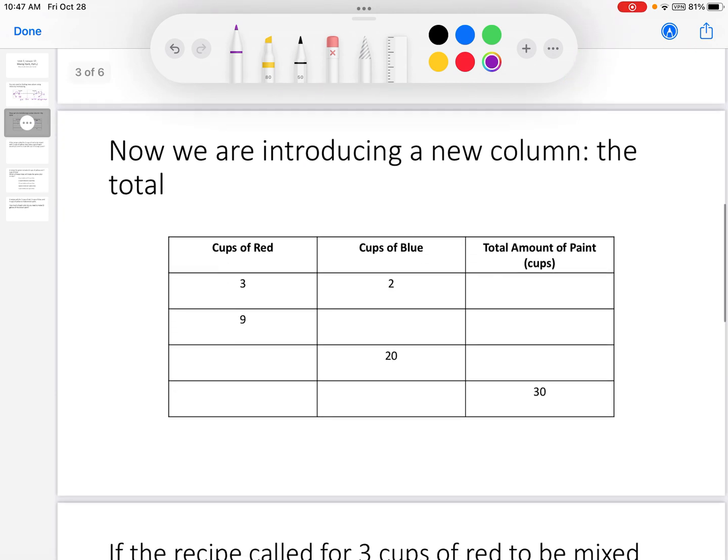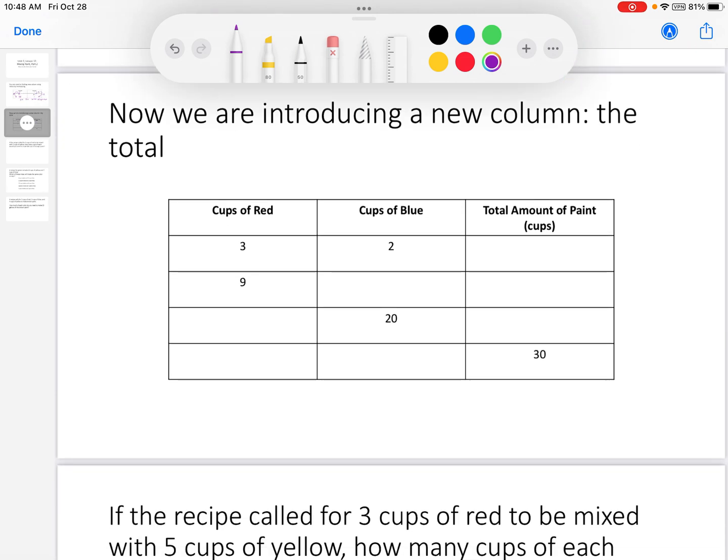Okay. Now we're going to introduce a new column. Same thing, 3 cups of red, 2 cups of blue, but now we introduce the total. Notice I didn't put a total. That's because to get a total, if you mix 3 cups of red and 2 cups of blue, how do you get the total? You add them. 3 plus 2 is 5. Do you see how to get the total?